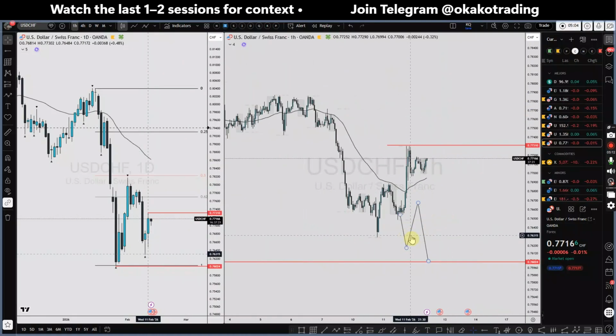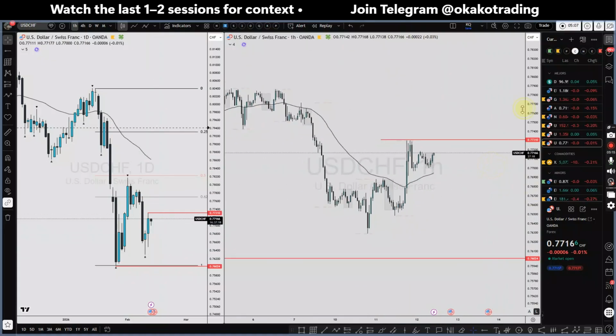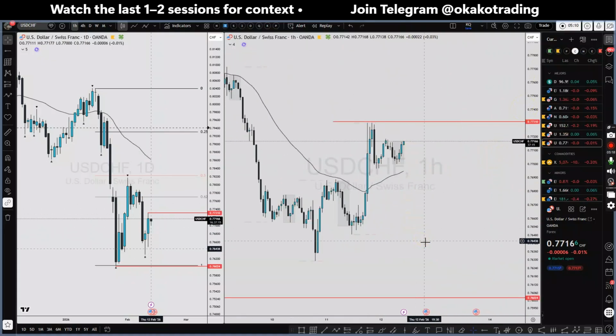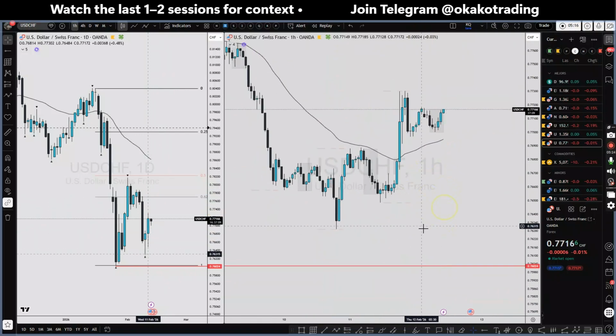No, not yet. We don't have any clear setup yet, but I'll be waiting for a clean breakout structure to the downside, then a corrective phase up. Only then can I start looking for shorts, but for now there is nothing.